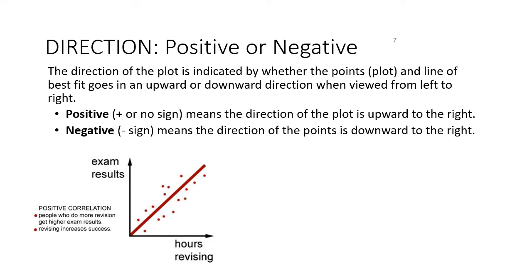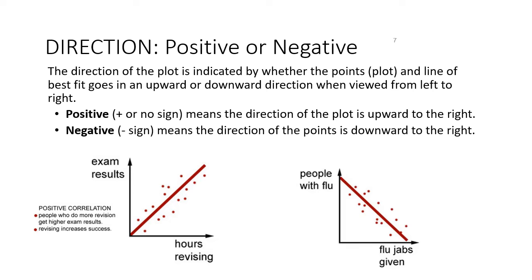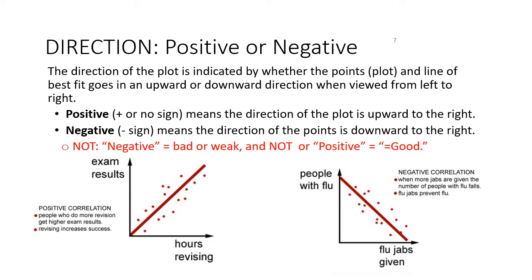A negative, and that would have a negative sign, means that the direction of the points is downward to the right, like this. The number of flu shots given and the number of people with flu. The more shots are given, the fewer people with flu, and vice versa. So that's a negative correlation. When more flu shots are given, the number of people with flu falls, or flu jabs tend to prevent flu.